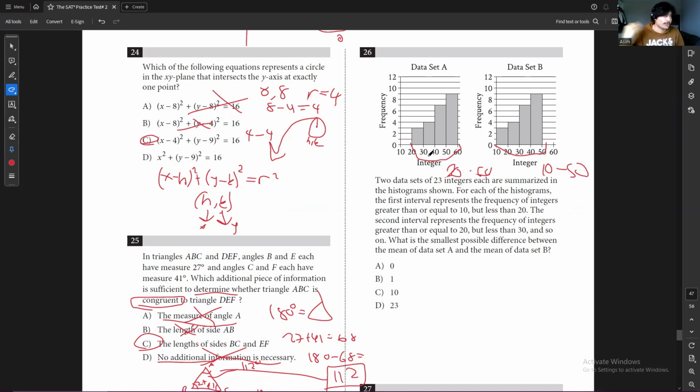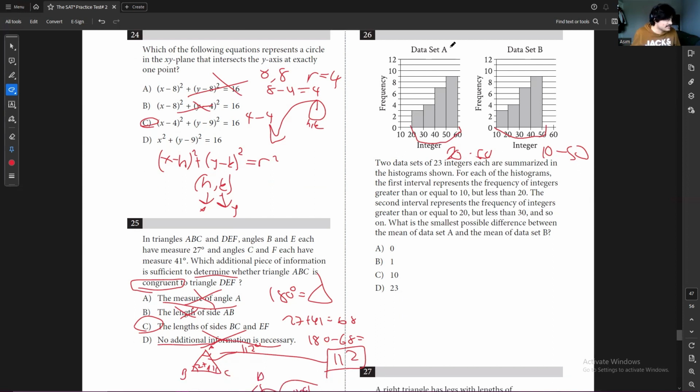So if data set A is greater, I want data set A to have the least values and data set B to have the greatest values of integers, so I can make the averages closer to each other. So what I will do is get the least value I can possibly.